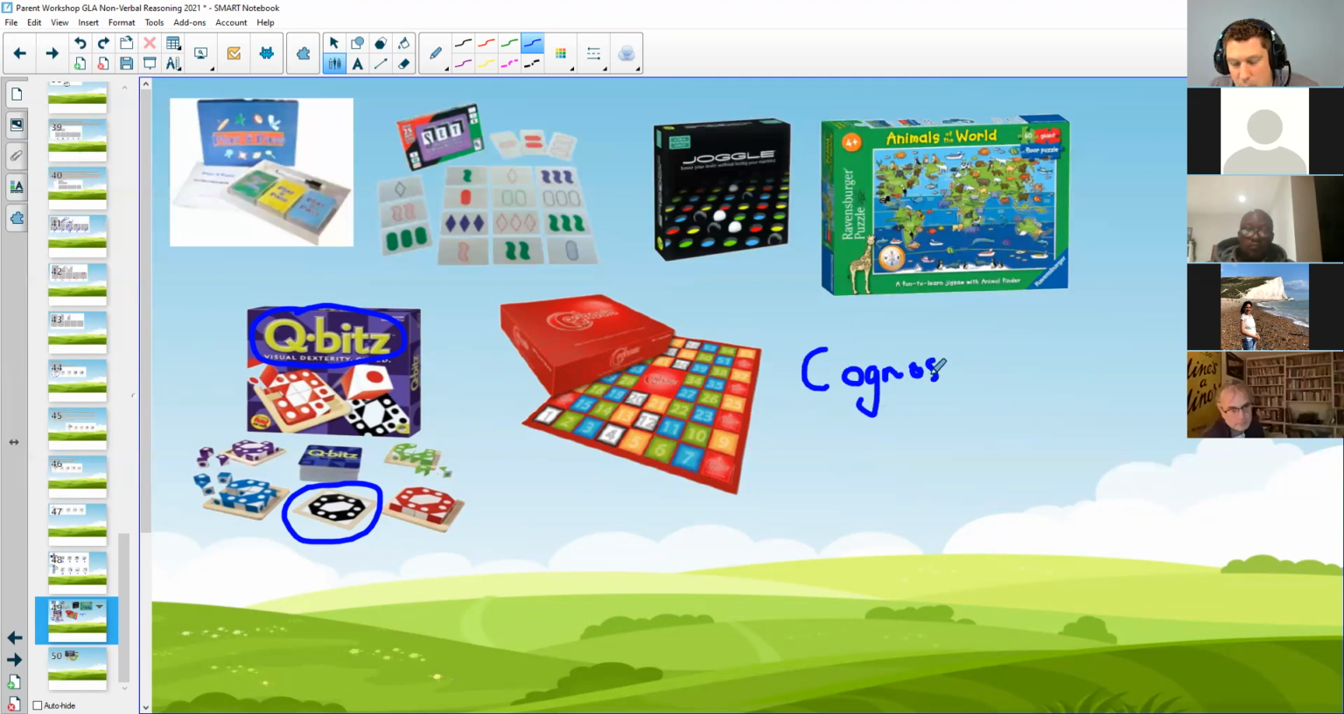So just some examples of some of the games and activities that are available to get. We use a lot of these within our sessions, so please don't feel you've got to go out and buy all of these things. We use them within our classes and certainly find them very useful.